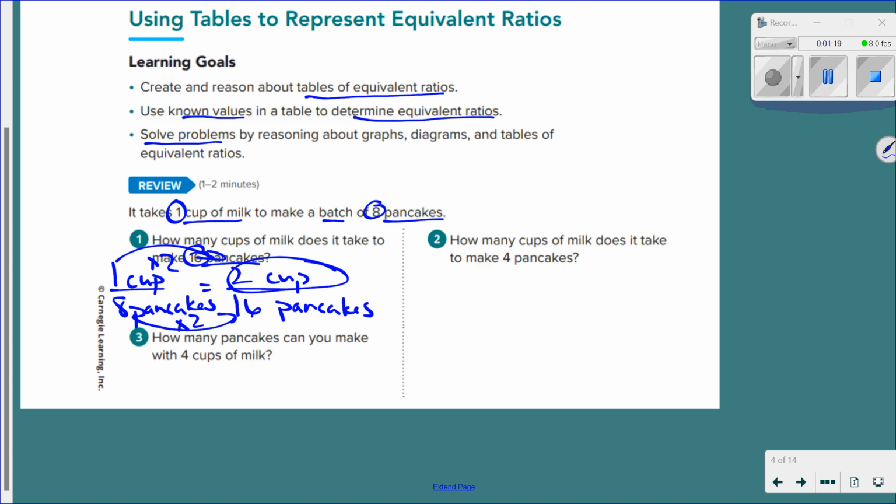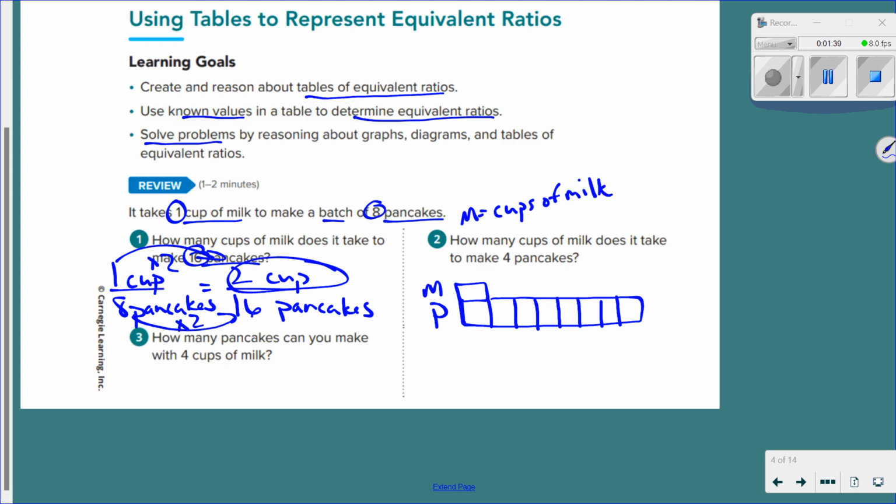We could also do a tape diagram. So if I did a tape diagram, I've got 1 box and then 8 boxes. 2, 3, 4, 5, 6, 7, 8. So this one would be the milk and the pancakes. And anytime we do abbreviations, you need to have a key so that you know exactly what those are.